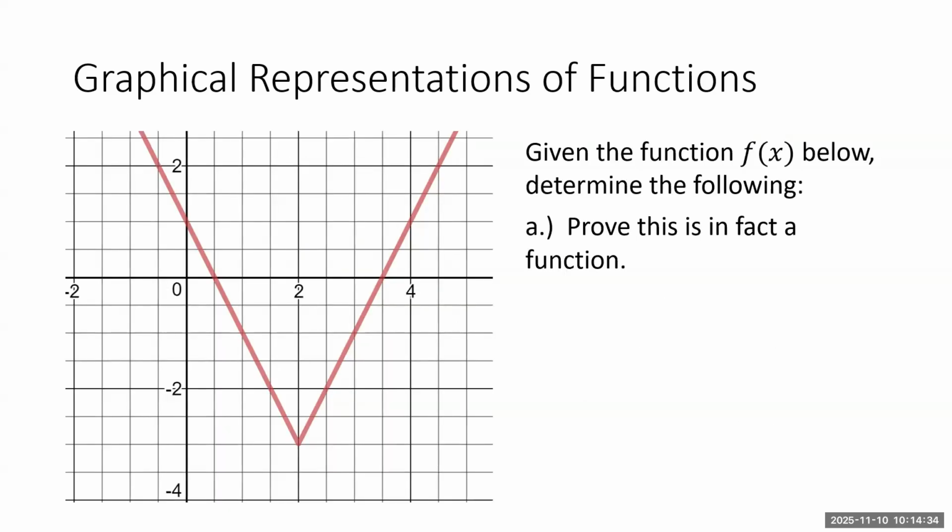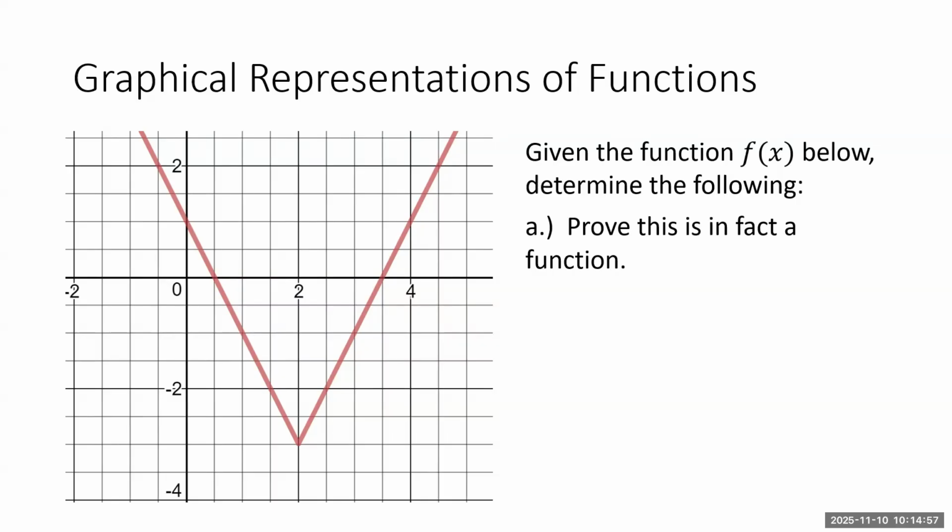Given the function f of x below, we're going to determine the following. A, we're going to prove that this is in fact a function. The function pictured is an absolute value function. It is shaped like a V, and the vertex of this V is at the coordinate pair 2, -3. That is demonstrated on an XY plot.